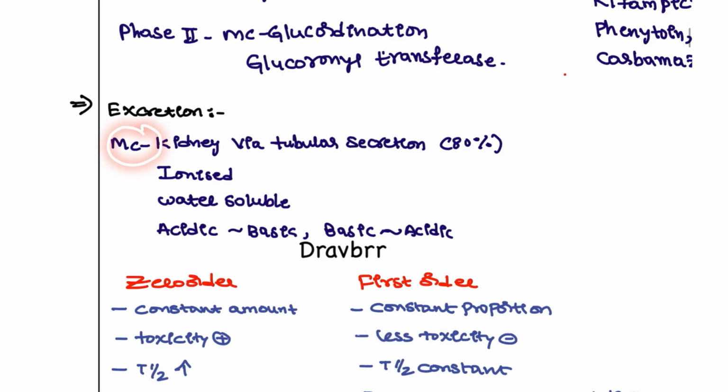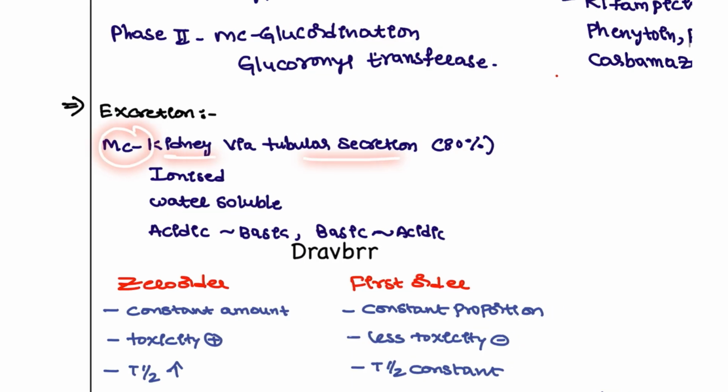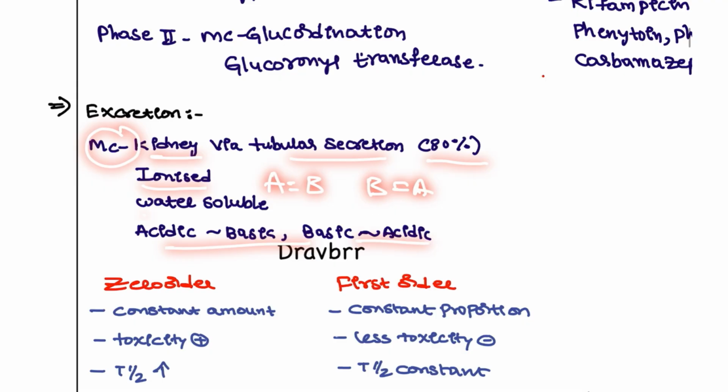Excretion, the most common site is the kidneys via tubular secretion, 80%. All are in the ionized form. For example, acid will be in the basic medium, basic will be in the acidic medium, and vice versa. And all are going to be water soluble only.